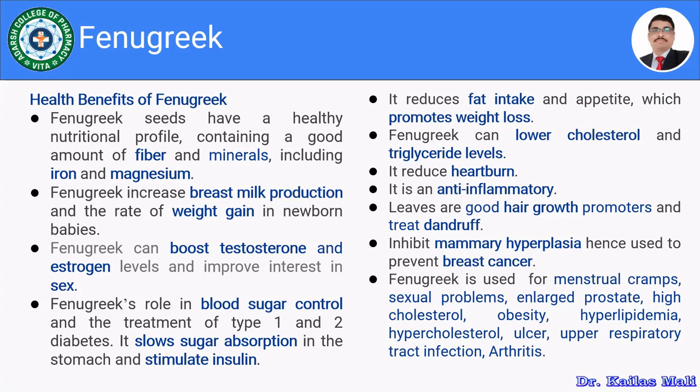So these are the healthy nutritional things present in the fenugreek. Fenugreek seed has a healthy nutritional profile containing a good amount of fiber and minerals, including iron and magnesium. And you might know iron has a great role in the management of hemoglobin. Furthermore, fenugreek increases breast milk production and the rate of weight gain in a newborn baby. After pregnancy, maybe fenugreek seed products are given to the lady, isn't it? The reason is that breast milk production is going to be increased. Furthermore, that could be helpful for the weight gain of the newborn baby, right? So that is one of the health benefits after pregnancy.